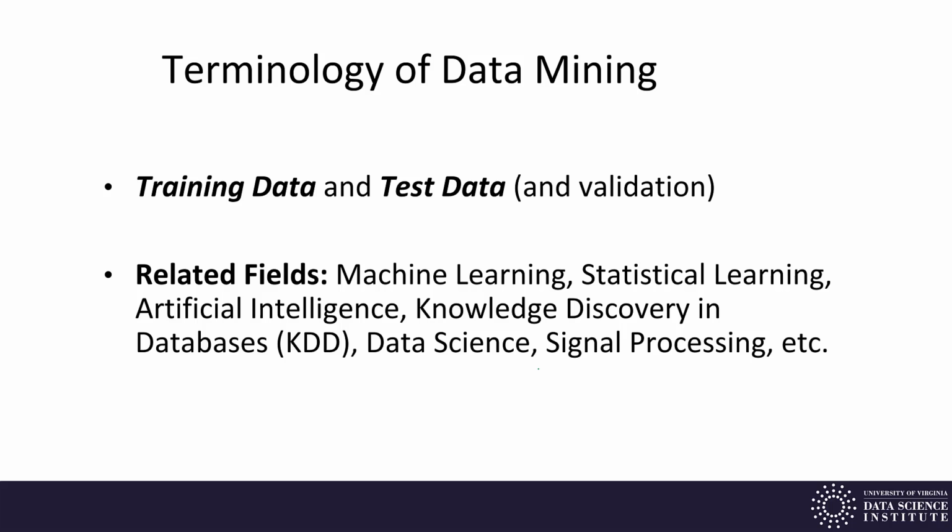The last related field on our list here is signal processing. Signal processing often has to do with signals from sensors, where there's a background noise, and that's assumed to be a Gaussian noise, and then you're trying to find your signal out of that noise.